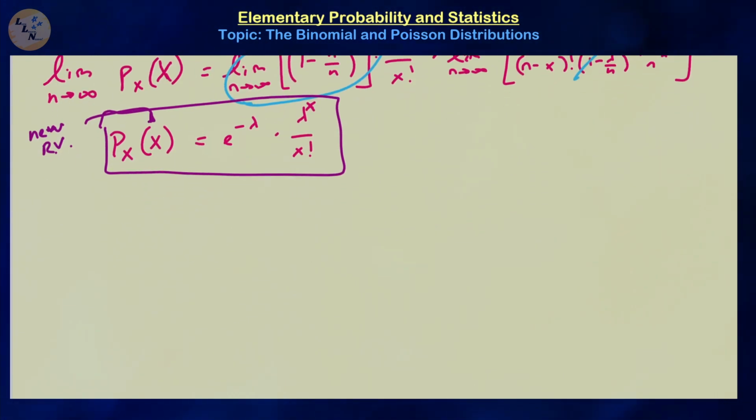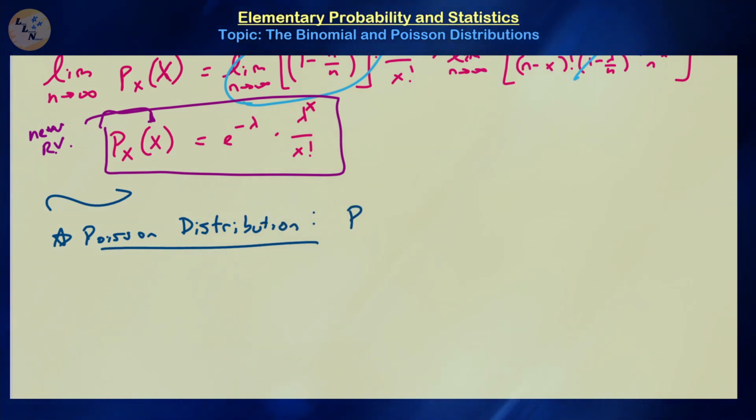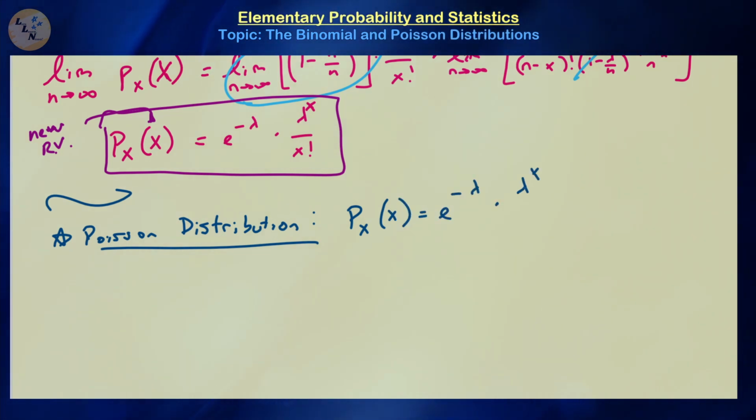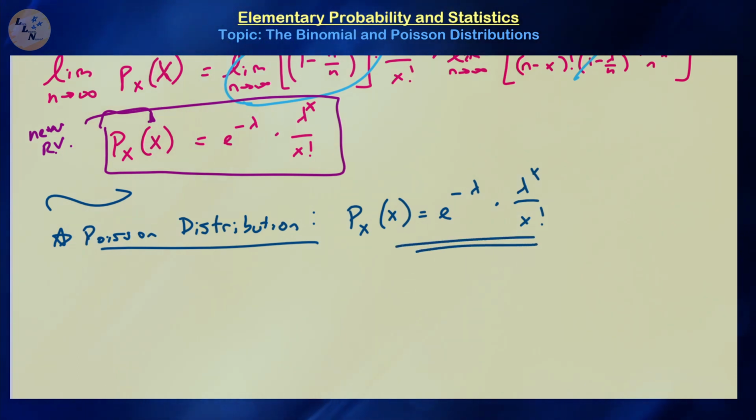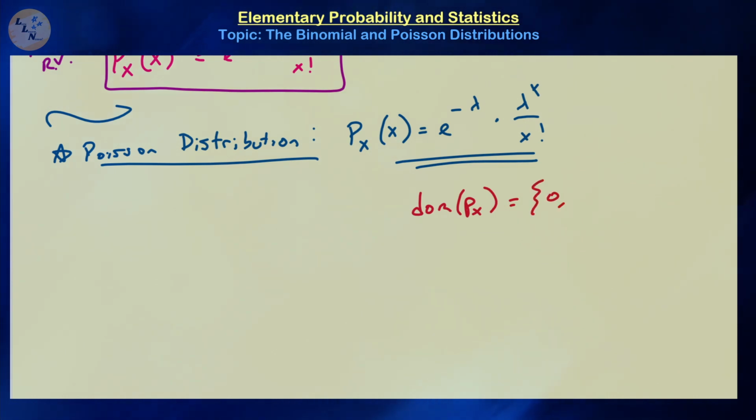So who is this new character? This new character is known as the Poisson distribution, and x is known as a Poisson random variable. So P_X of x is equal to e to the minus lambda times lambda to the x all over x factorial. It has this property. So what is the domain of this new function? This is going to be equal to 0, 1, 2, 3, and so on.